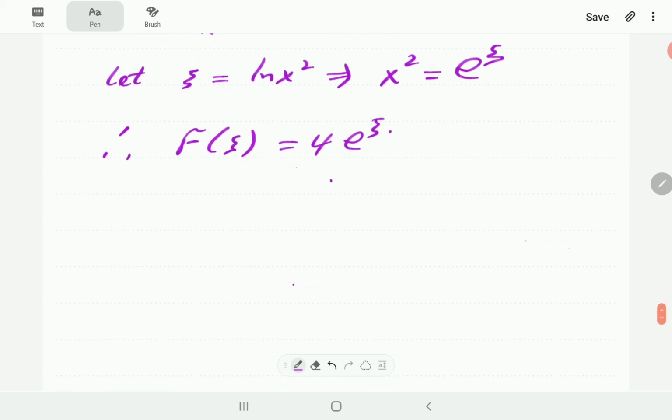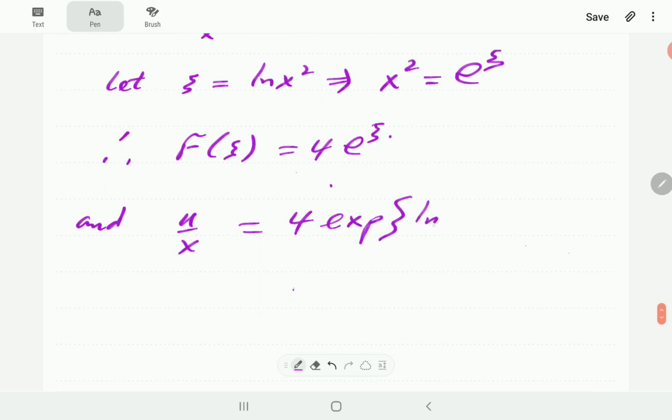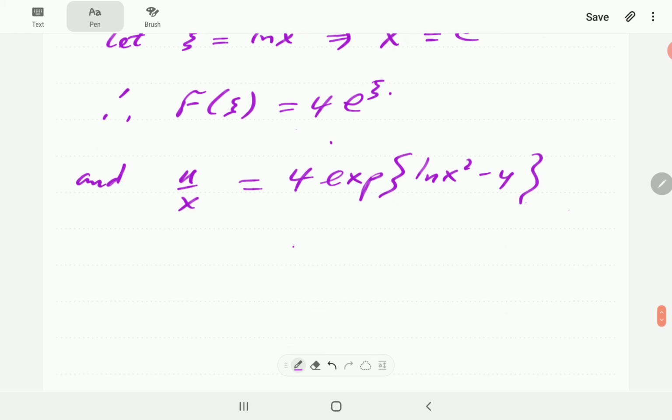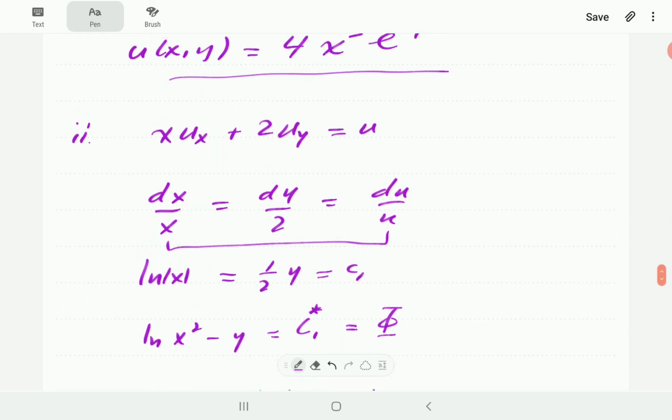So therefore we have u over x is equal to 4 exponential of whatsoever we have there. What we have there is ln x squared minus y. So u over x, this is u, 4 exponential of ln x squared is just x squared. Then there's going to be exponential of minus y. Then if we bring the x to the right hand side, we've got 4x cubed e to the minus y, which is exactly the same as the solution we found using the method of separation of variables.